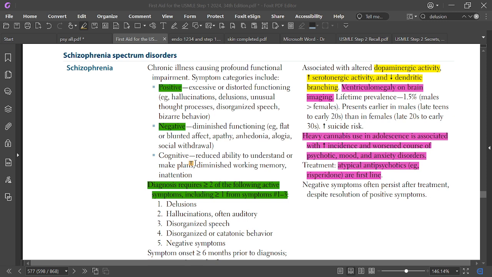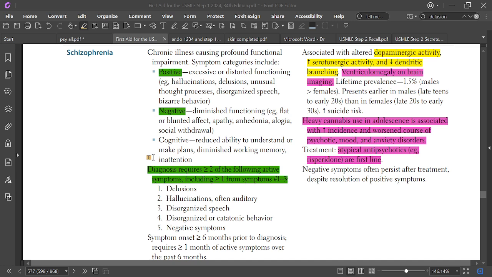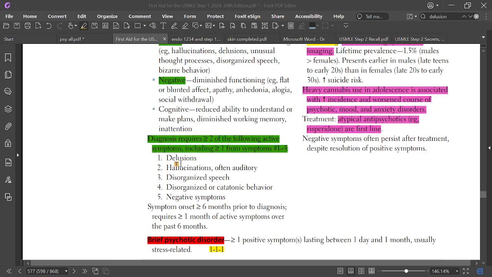There may be cognitive problems, reduced ability to understand, to make plans, diminished working memory or inattention. Diagnosis requires two or more active symptoms, including one of the three features: delusion, auditory hallucination, disorganized speech, and then disorganized or catatonic behavior, and negative symptoms. From 1 to 3, 1 must be present, and from 4 and 5, if 1 is present, then diagnosis is done. This is schizophrenia.